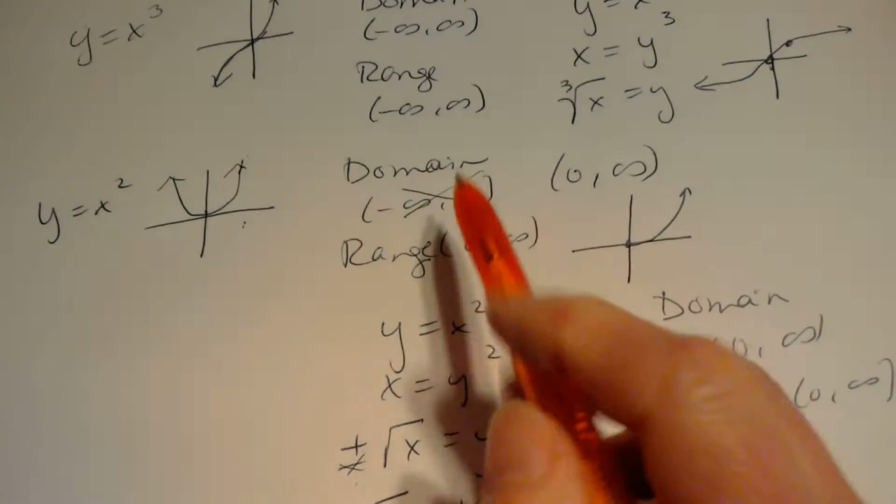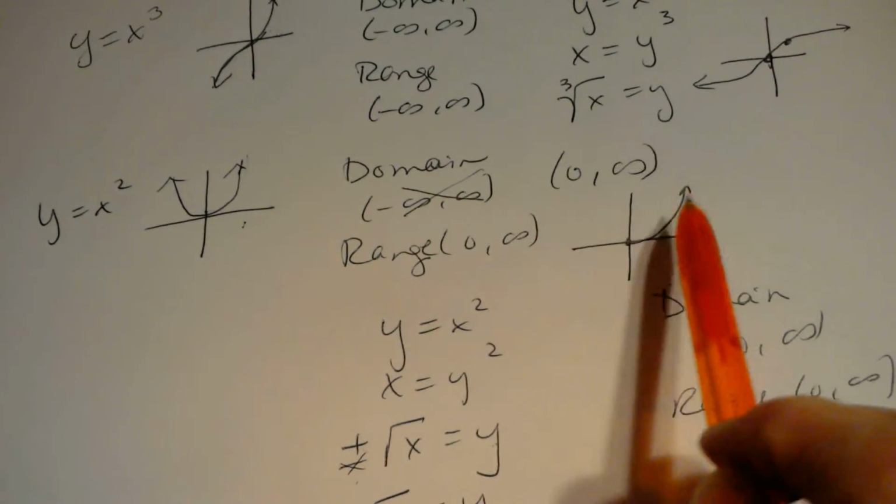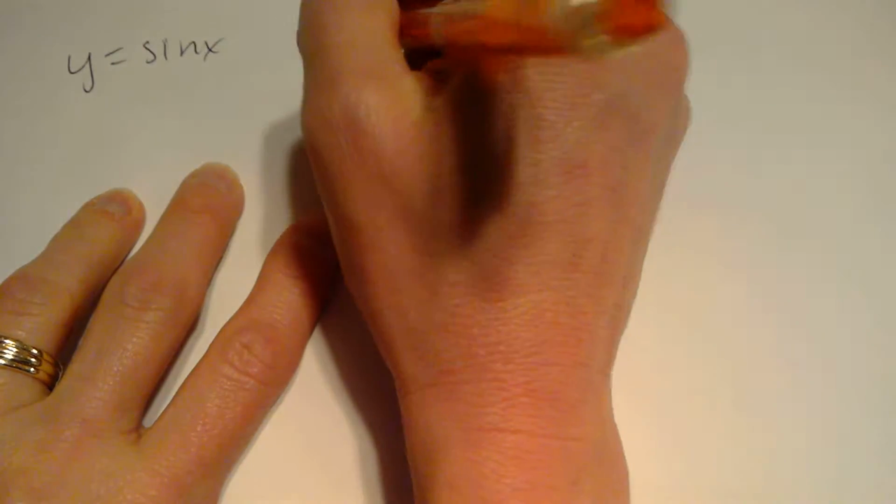Okay, so this is similar to what we're going to be talking about today with trig functions. We're going to find the inverse of trig functions. So let's start with sine. So let's see, so I have y equals sine of x. Okay, so if I graph that, let's kind of graph.